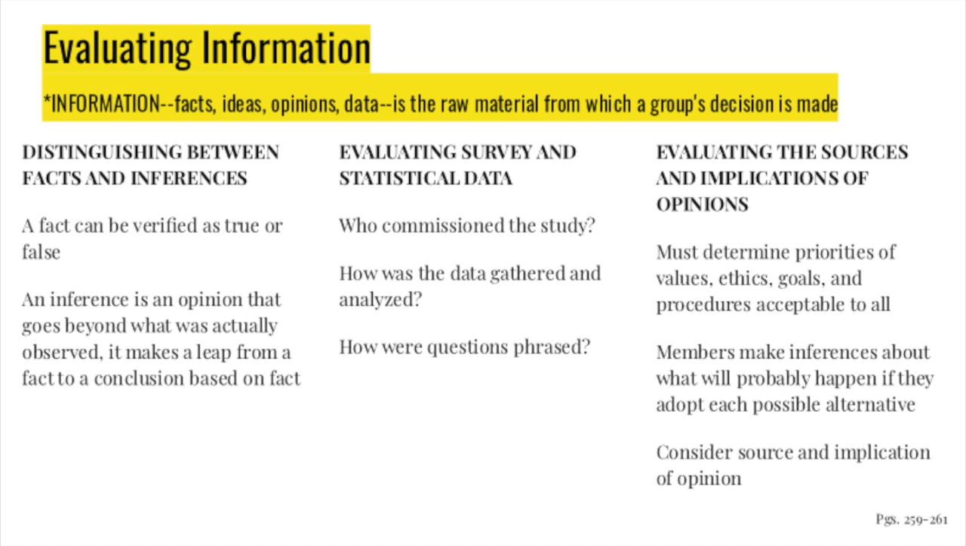And then evaluating the sources and implications of opinions. The person must determine priorities of values, ethics, goals, and procedures acceptable to all. And then members must make inferences about what will probably happen if they adopt each possible alternative. And then they should consider the source and implication of the opinion.